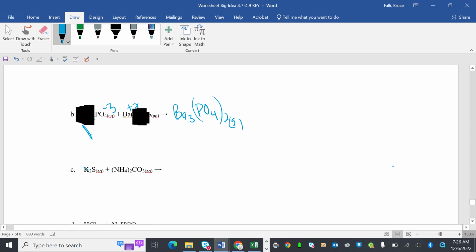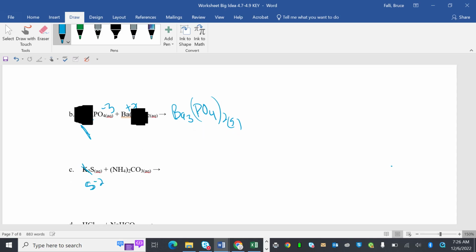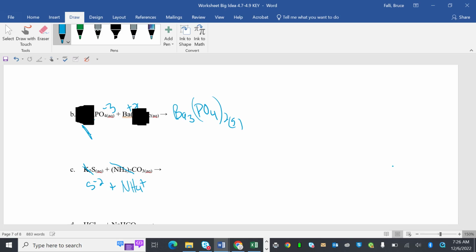Goodbye, K. Oops, goodbye, K. So that means I'm going to have S negative 2 plus. The only thing it could be attracted to is NH4 positive, but that's not going to react, right? So this is going to be a no reaction. NH4 positives are aqueous.